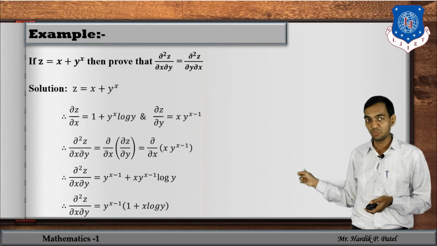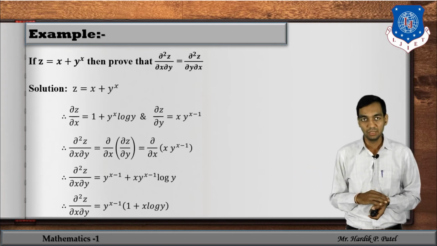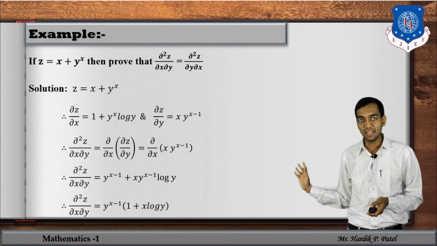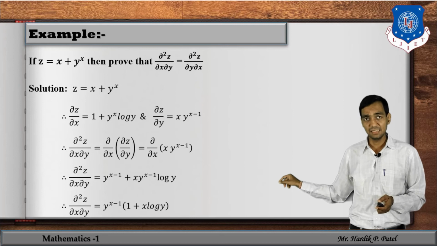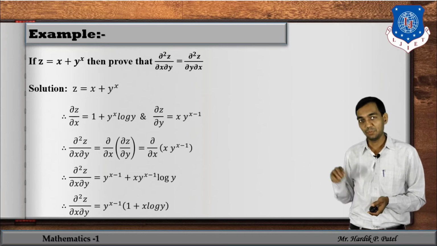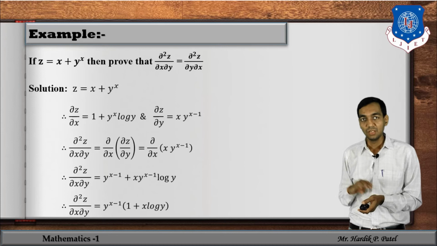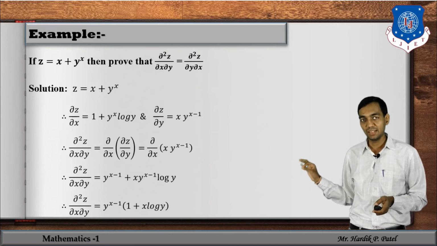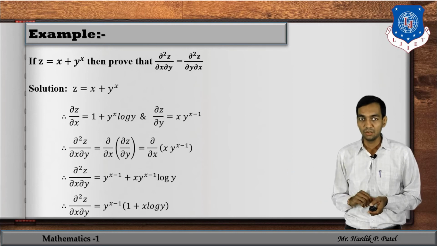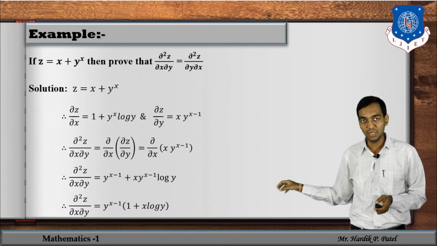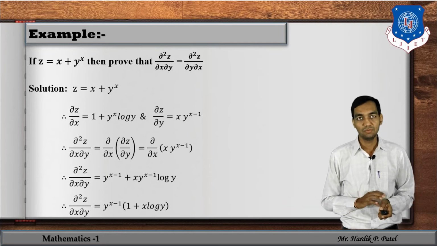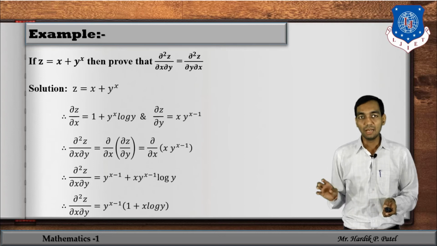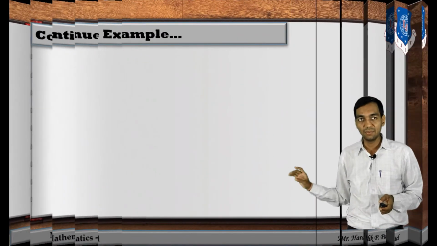Here you are differentiating with respect to x, so you have to apply u into v. First, the derivative of x is 1, and y raised to x minus 1 remains as it is. Secondly, x as it is, and for y raised to x minus 1, the power x minus 1 is variable and y is constant, so it is the a raised to x form, therefore it is y raised to x minus 1 into log y. Then y raised to x minus 1 common out, and that will give you y raised to x minus 1 into 1 plus x log y.